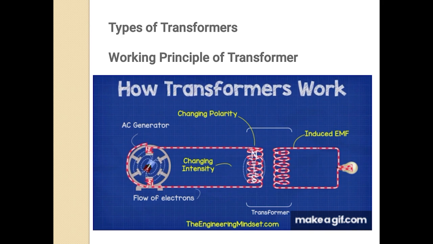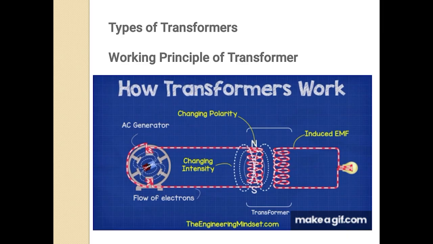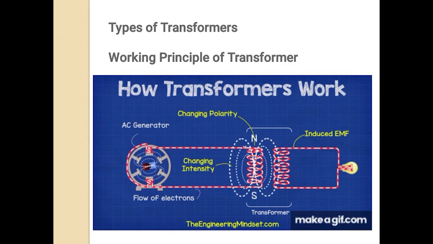The second one is shell type transformer. In shell type transformer, the windings are put around the central limb only, and the flux path is completed through two side limbs, and the central limb carries the total mutual flux.